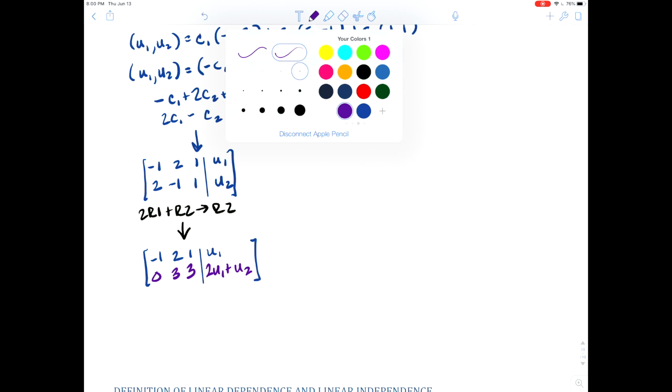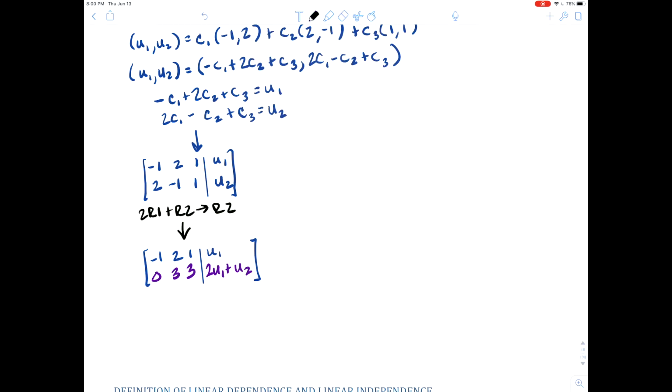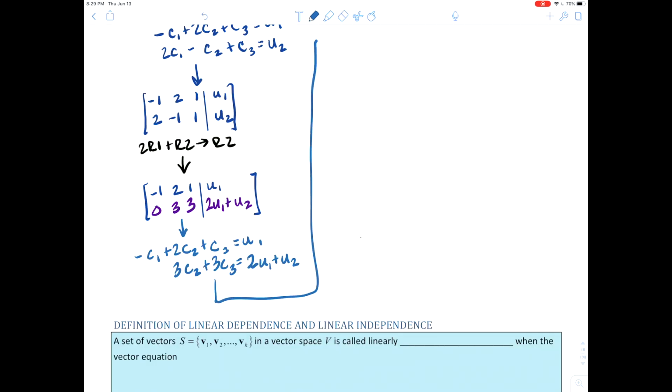So now we want to put this back into a system. I think it'll be a little easier. So here we go. This will be equivalent to the system -C1 plus 2C2 plus C3 equals U1. And then we have 3C2 plus 3C3 is equal to 2U1 plus U2.